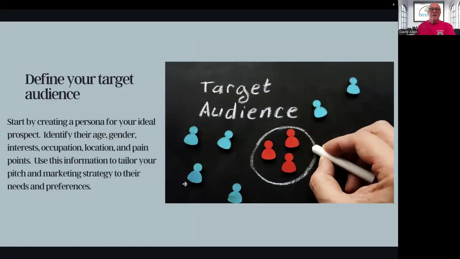So you want to define your target audience. Start by creating a persona for your ideal prospect. What do I mean by that? There are people that you know that are either very easy to talk to or hard to talk to, or you've got to coach them to be able to talk. So identify their age, their gender, their interests, their occupation, maybe even their location, and their pain point. And use that information to tailor your pitch and marketing strategies to their needs and their preferences.